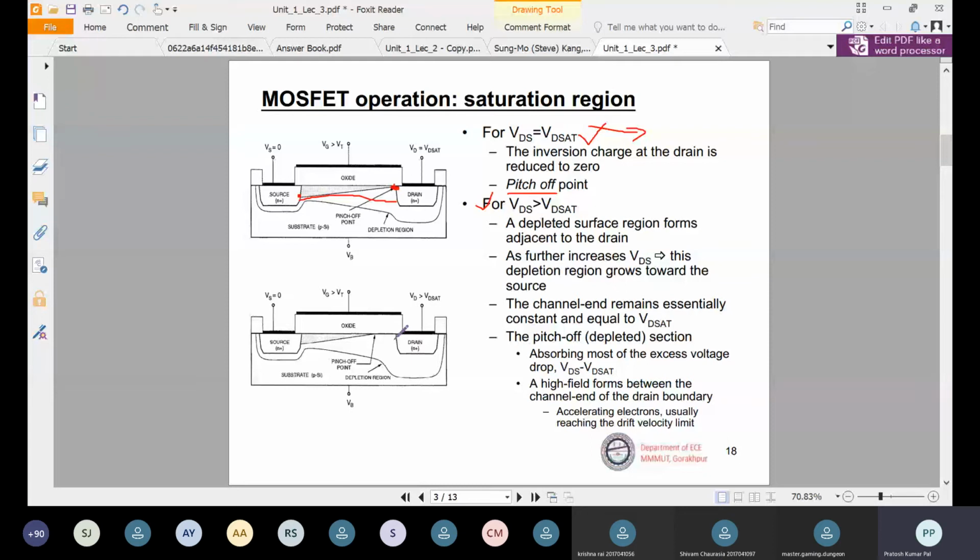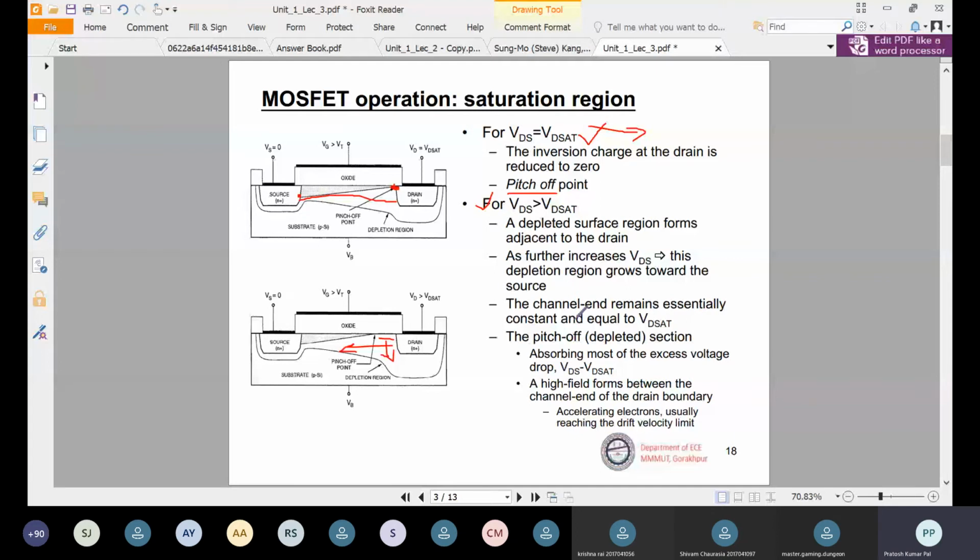Inversion layer is here, it is depleted. As VDS further increases, this depletion region grows towards the source. So this depletion region will keep on increasing up to the source side. And the channel voltage remains constant and equals VD set.